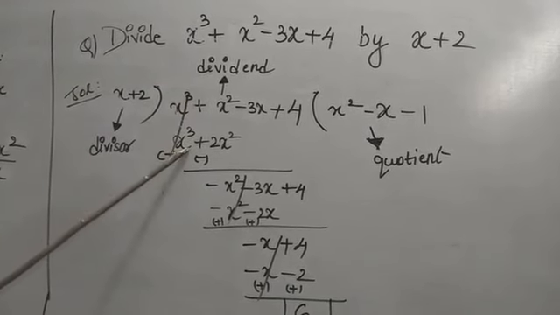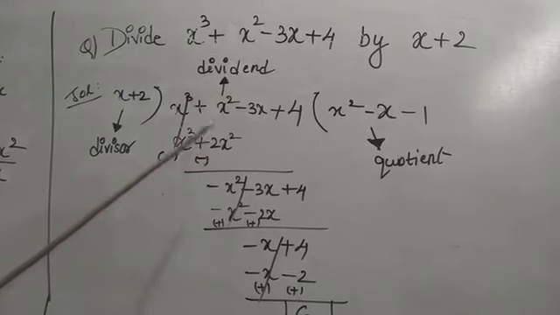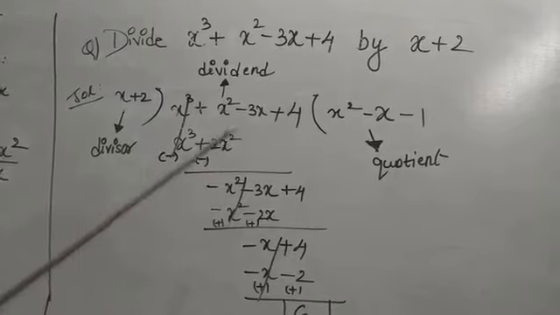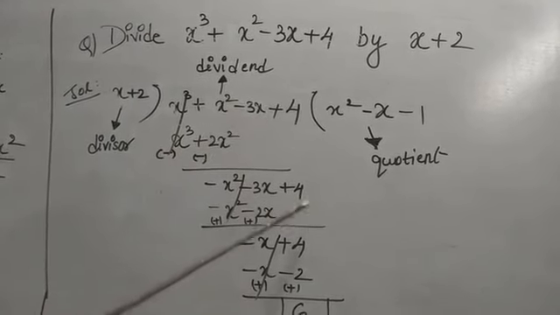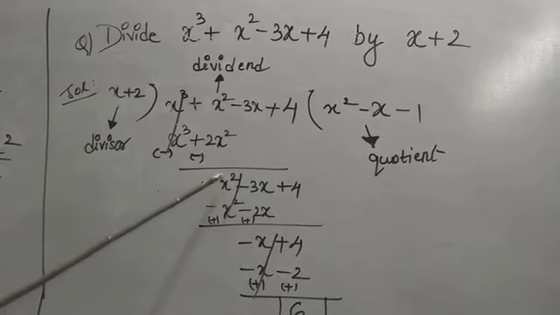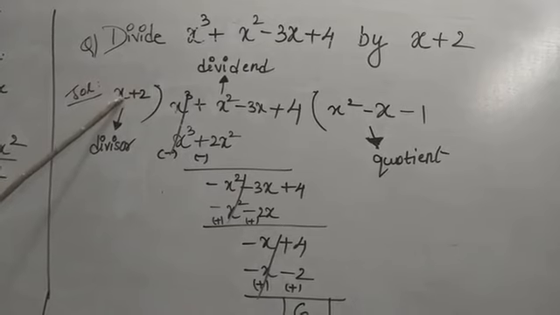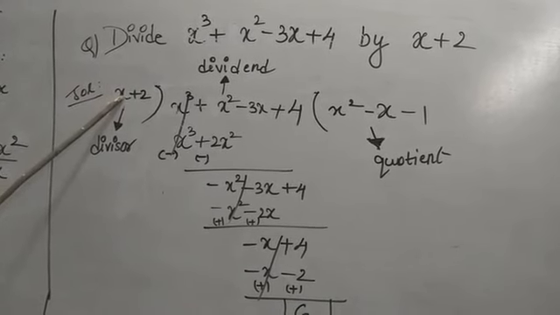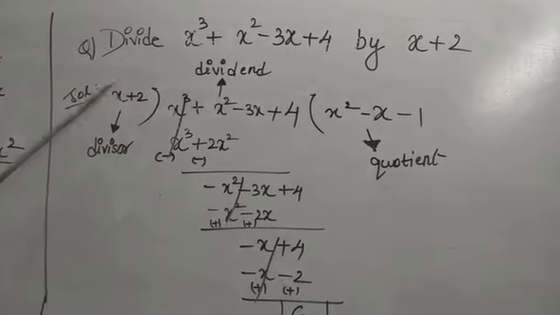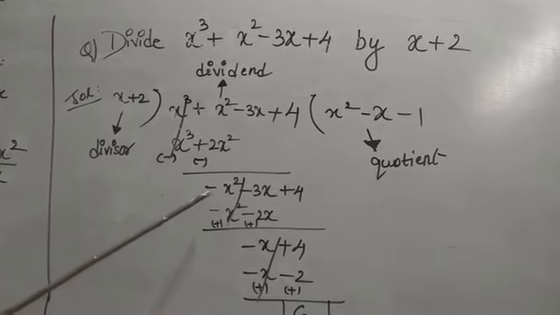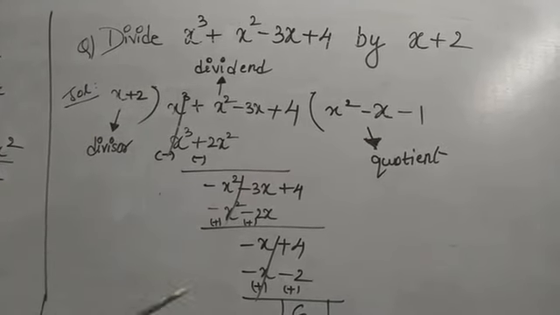plus x cube minus x cube will be cancelled. This is plus x square, this is minus 2x square, it will be minus x square. Step down the remaining terms in the dividend, minus 3x plus 4. Now since here it is minus x square and the divisor has the term x, to get minus x square you need to multiply with minus x. So the next step is multiplying x plus 2 with minus x.